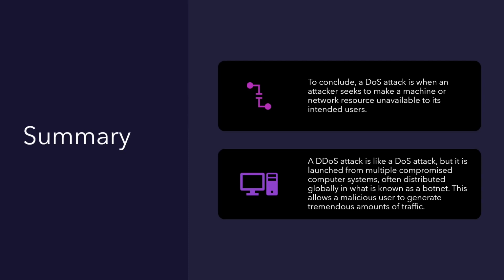So in summary, a DOS attack is when an attacker seeks to make a machine or network resource unavailable to its intended users. A DDoS attack is like a DOS attack, but it is launched from multiple compromised computer systems, often distributed globally in what is known as a botnet. This allows a malicious user to generate a tremendous amount of traffic to overwhelm a server or a service, effectively creating a denial of service. And that's it for today's lesson.